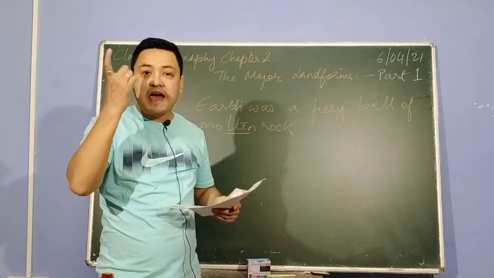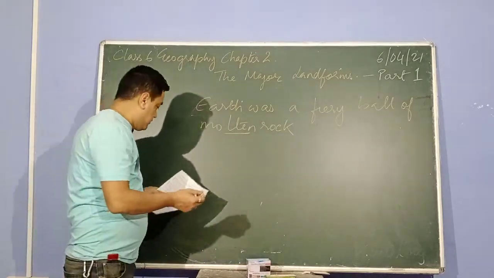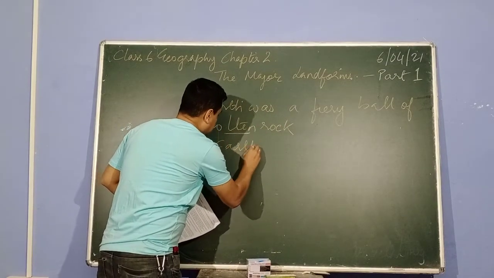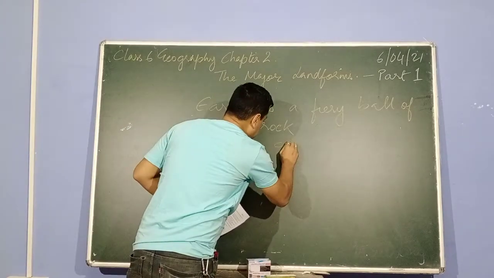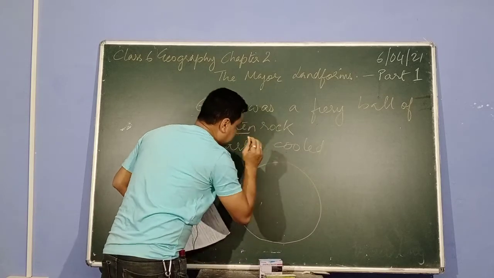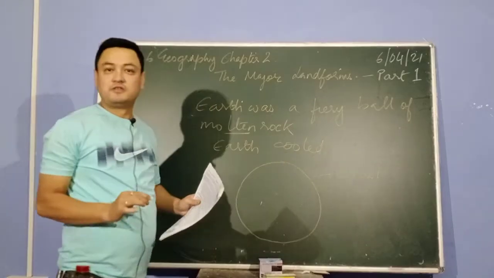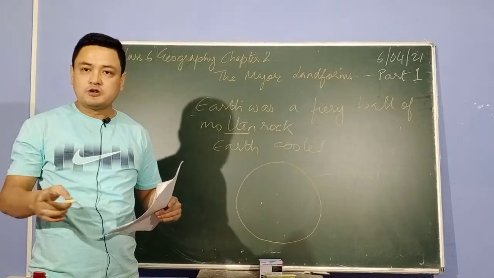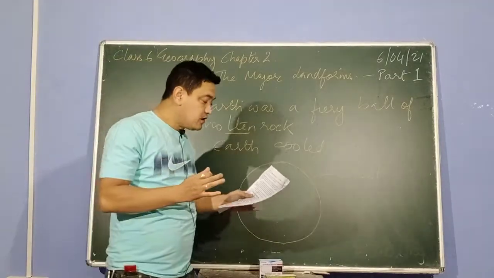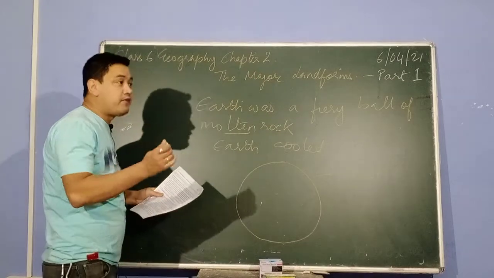But as our earth cooled, when the earth cooled down after billions of years, the outer covering of the earth was formed. This outer covering of the earth was known as crust. Are you getting my point? The outer covering of the earth was called crust. When the earth cooled, the outer covering was formed. It was called crust. While the interior solidified into two layers.